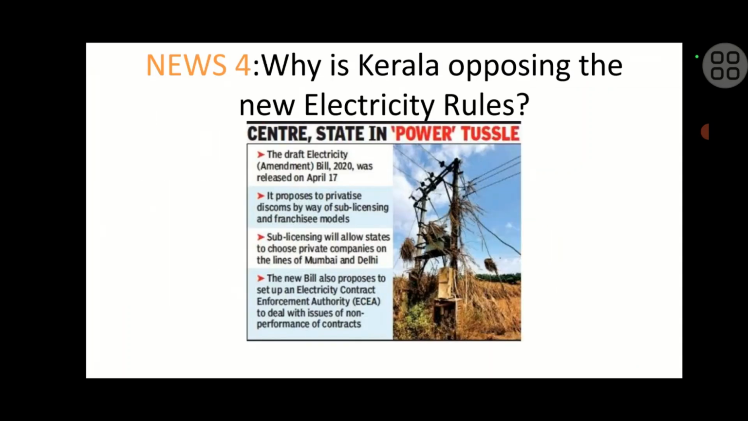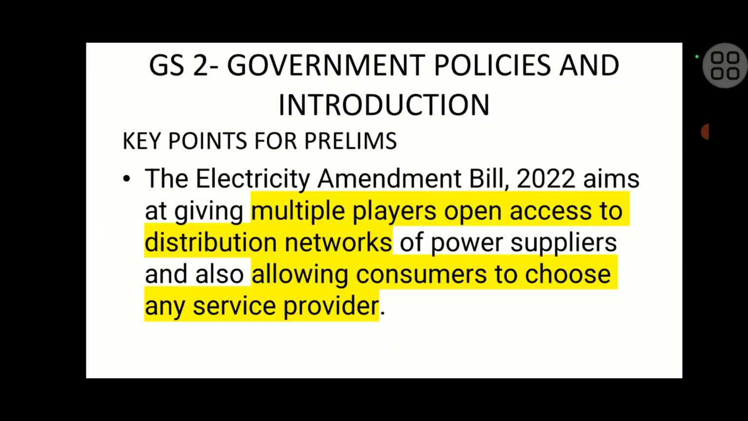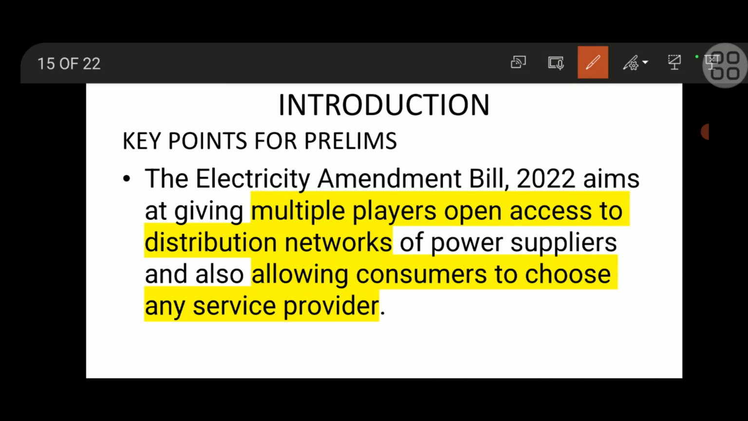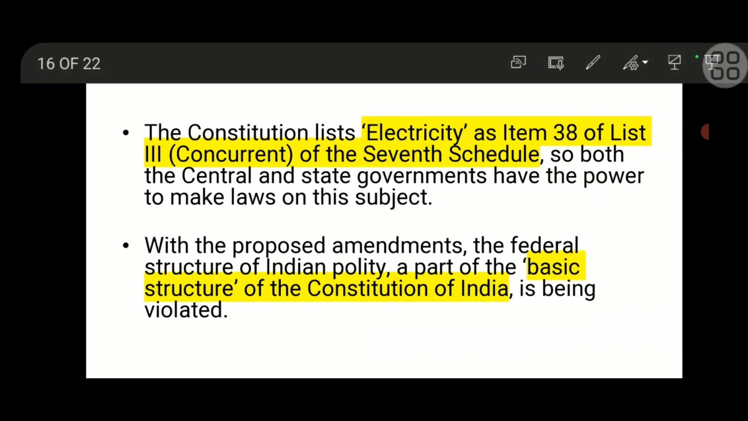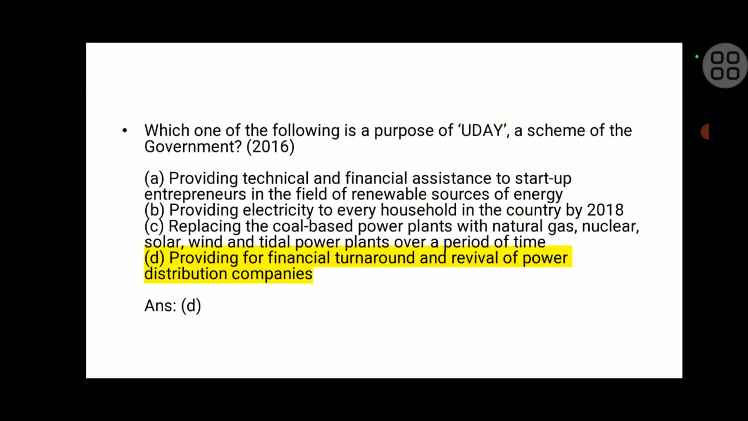So Kerala is opposing the new electricity rule. All you need to know about the rules: the Electricity Amendment Bill 2020 aims at giving multiple players open access to the distribution network. Okay, many players can access the distribution network of power supply. Also, consumers can choose any service provider. That is the main objective. So actually electricity comes under the concurrent list. So that is important. Already it has been asked in a previous year question also.